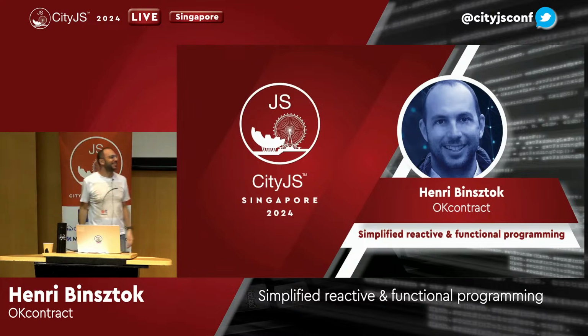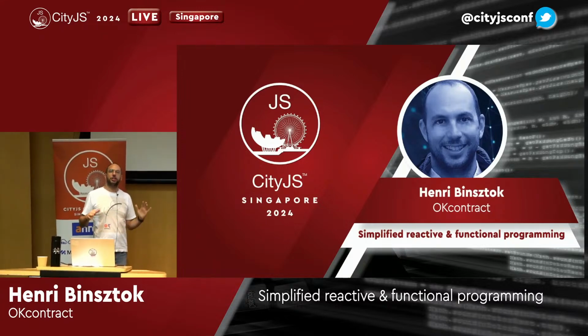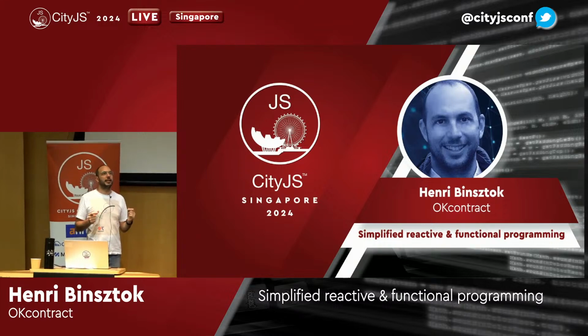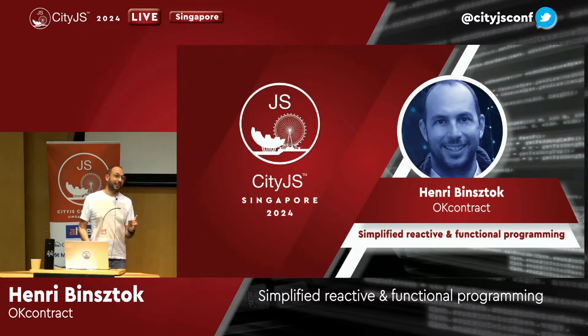Hi everybody, and today we're going to talk about functional programming in the context, of course, of front-end development. So I'm Henri, and I'm the co-founder of OKcontract, which is a startup which does front-end automation for blockchains. And somehow I won't talk about blockchains at all today, but there's a link.